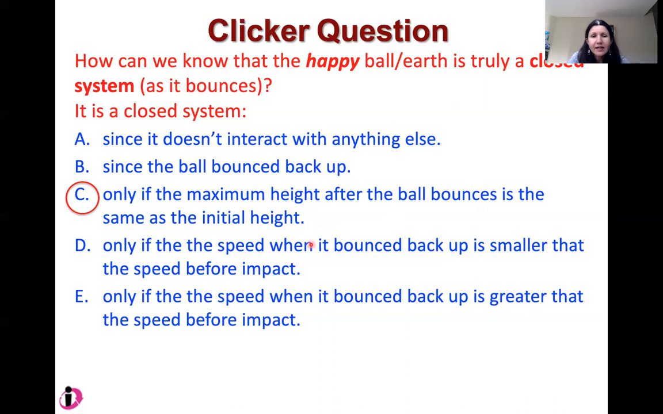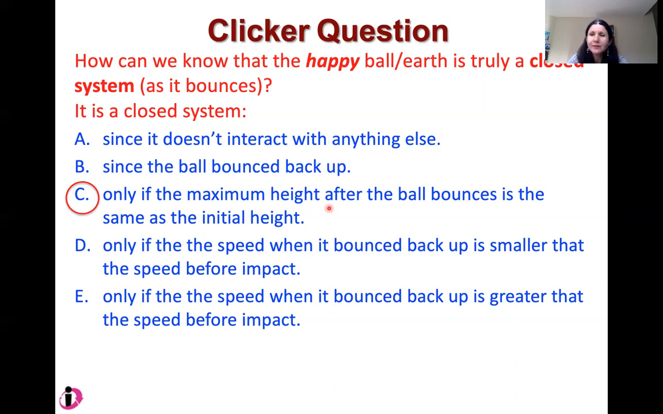And then here, if the speed is smaller, that means some of that energy was transferred to thermal energy with the floor. So you can get a ball that's super bouncy, but you can never make it go higher than its initial height if you just drop it. But most likely you will never have a perfectly closed system, because of course the ball still interacts with the floor, and there's still going to be some, even if it's small, transfer of thermal energy with the floor. So you can never really have a perfectly closed system.